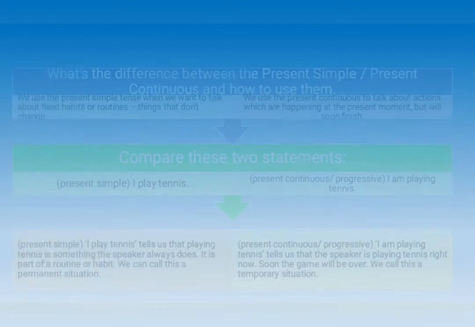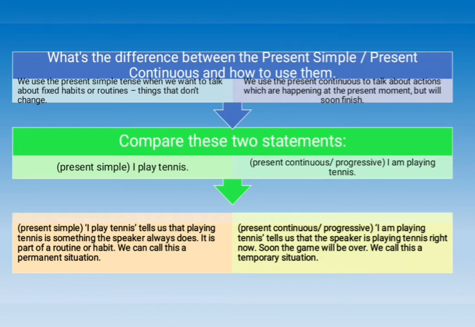Okay, so the first part of this class is what's the difference between the present simple and the present continuous and how we use it. We use the present simple tense when we talk about fixed habits or routines, things that don't change. We use the present continuous to talk about actions which are happening at the present moment but will finish very soon. Compare these two statements.